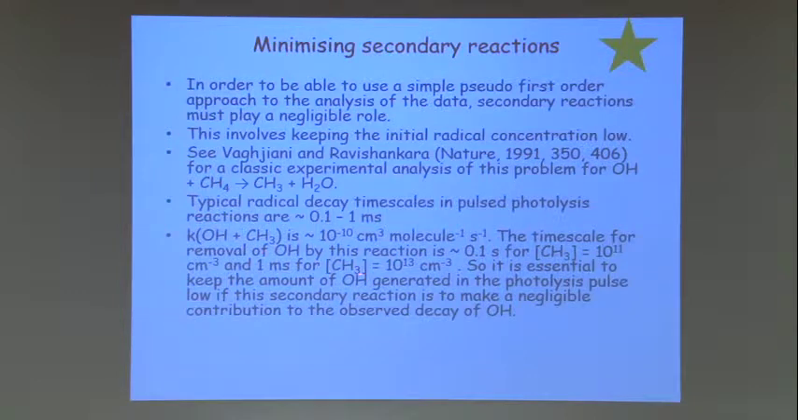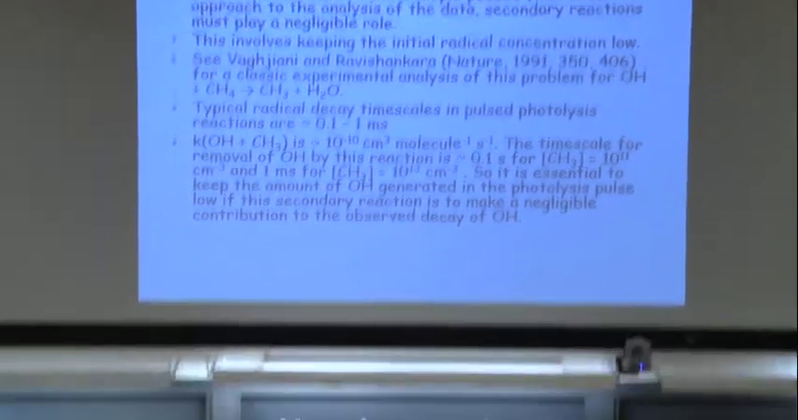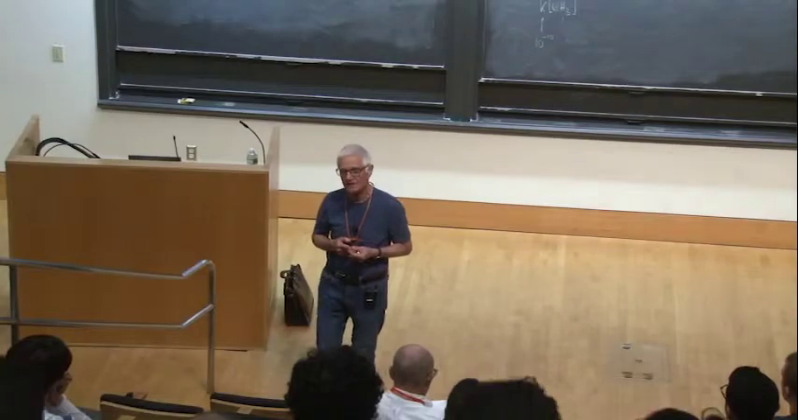And if it's 10 to the 13, then it's a millisecond. It's comparable with the timescale of the reactions we're looking at. So we can't afford to have methyl radicals present in concentrations of the order of 10 to the 13 per cc. And those CH3s are generated from this reaction. And so if we have OHs of the order of 10 to the 13 per cc, then we're screwed. We're going to get secondary reactions occurring.